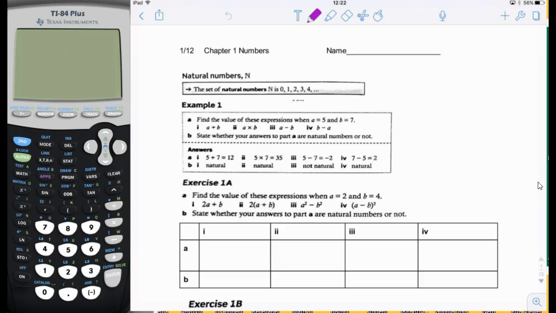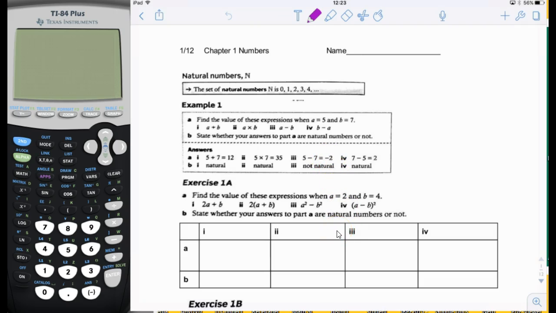First page of numbers. The natural numbers are the numbers that you knew when you were very young kids: 0, 1, 2, 3, 4, etc. As these examples show us, the natural numbers are the positive whole numbers that result from these simple additions and subtractions and multiplications, and the negative numbers are not natural.